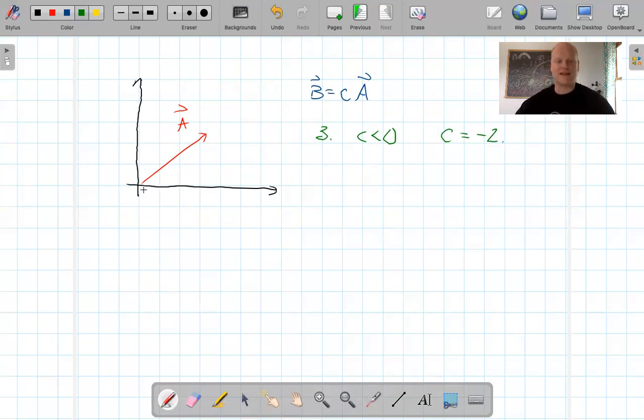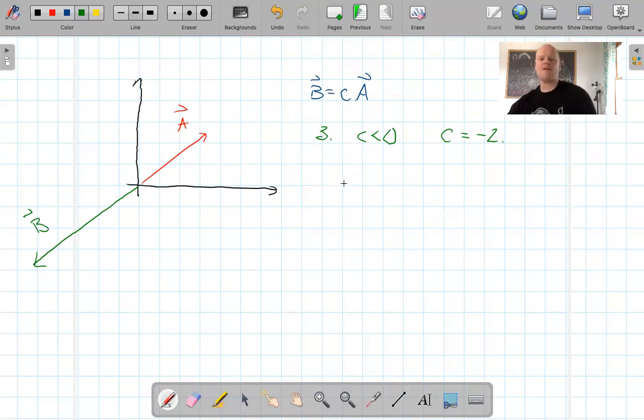Based on what we've known before, the 2 here, the absolute value of C, is going to cause this to grow to twice the size of vector A, but the negative sign actually causes it to rotate by 180 degrees. So vector B is going to point in the opposite direction of vector A, and be twice the size of vector A, because the magnitude of C makes it twice the size.